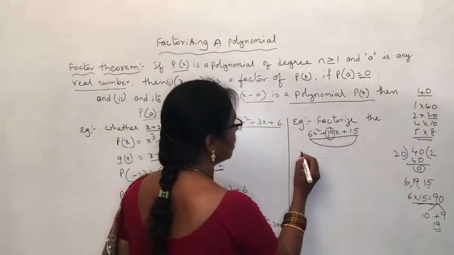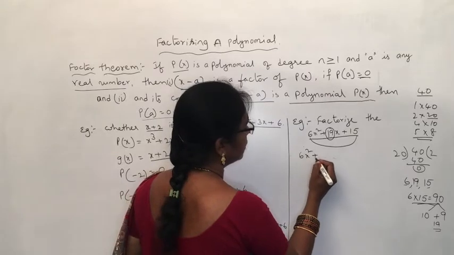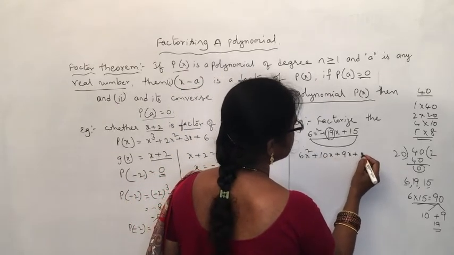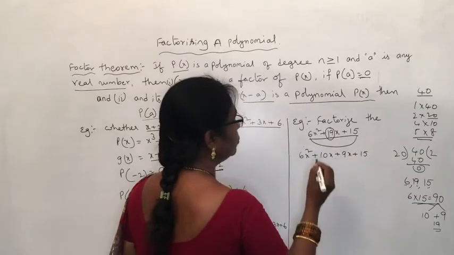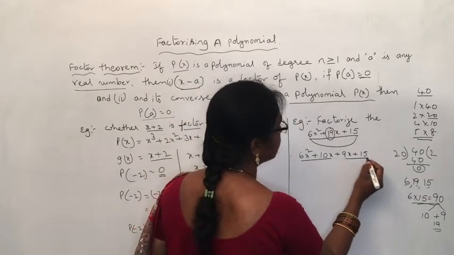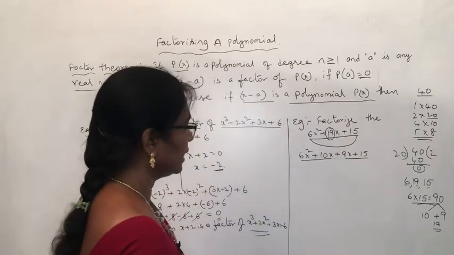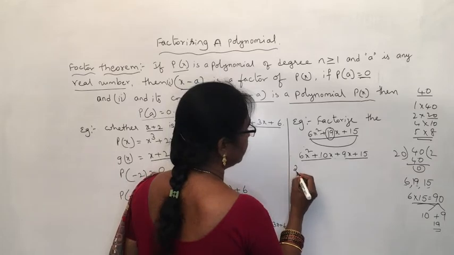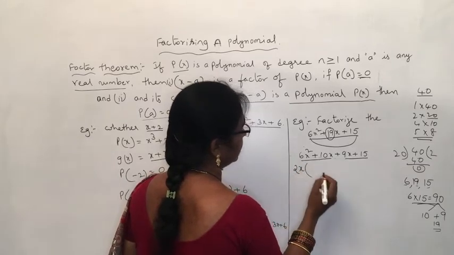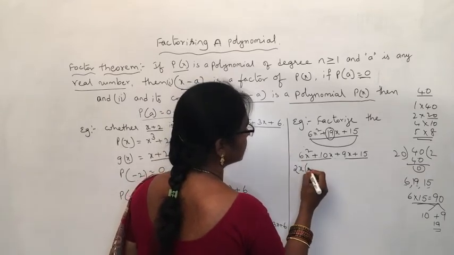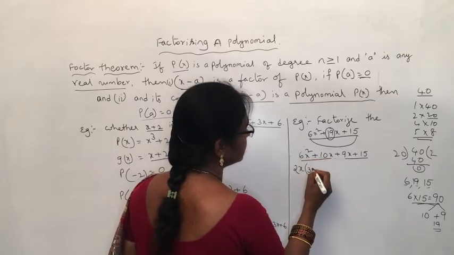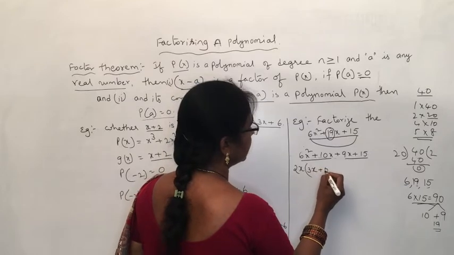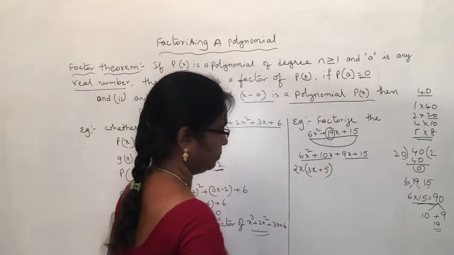Then how to split now? 6x square plus 10x plus 9x plus 15. Now you have to take two terms, and take what is common. Now what is common in 6x square plus 10x? 2 table goes, and x we can take common. How many times does 2 go in 6? 3. Then x square means 1 more x left. Plus, 2 how many times goes in 10? 5 times. X we already took common.